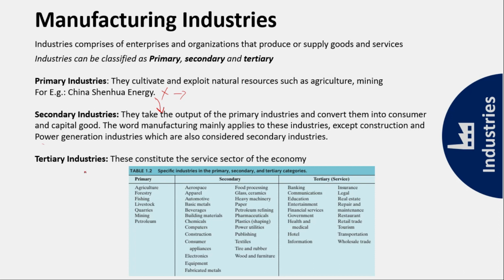The third one, the tertiary industry. These constitute the service sector of the economy, like those providing services in the economy, like the banking sector, insurance, communication. We have education, like the universities, transportation, tourism. These all are the service industry, tertiary industry. While in the case of the secondary one, we have building materials, chemicals, textiles, rubber, tires, fabricated metals, steel mills, all those. And in the primary one, we have livestock, farming, mining, quarries, petroleum, forestry, agriculture. These are the primary industries.